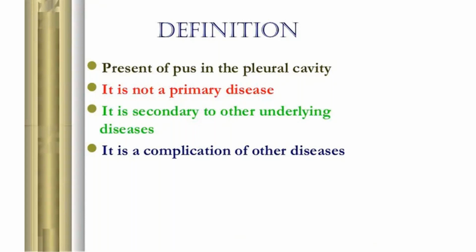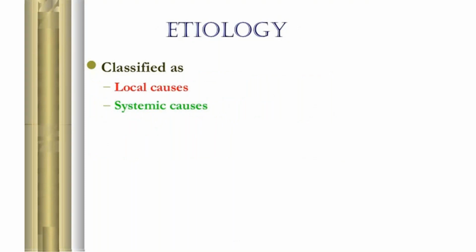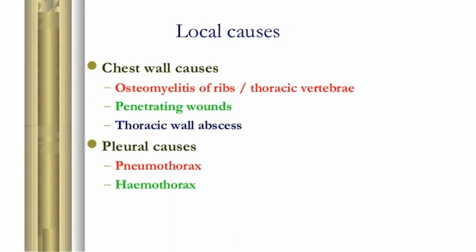Some underlying diseases are there, or it is a complication of some other disease like liver abscess, pus in the peritoneum, or abdominal infections. So the etiologies can be local causes or systemic causes. Local causes are related to osteomyelitis of ribs. The infection goes inside; penetrating wounds and accidents can lead to infection of the pleural cavity. A subphrenic abscess, again adjoining the pleural cavity, can cause it.